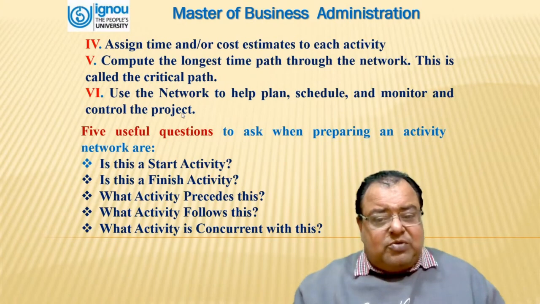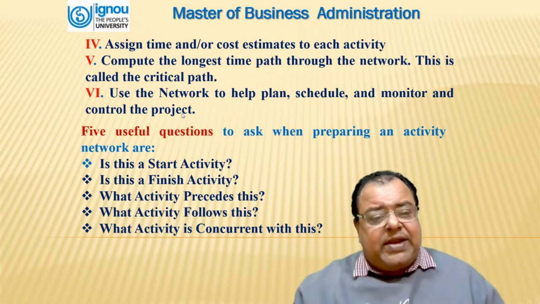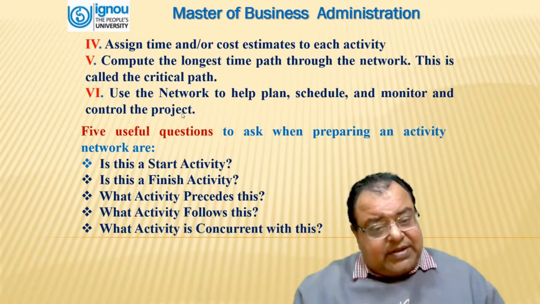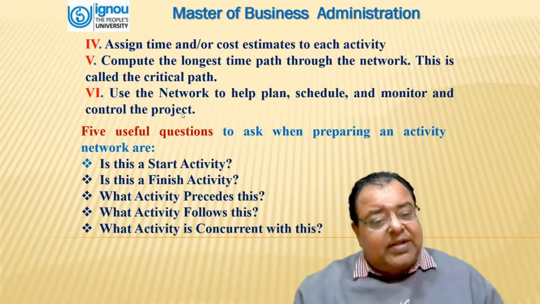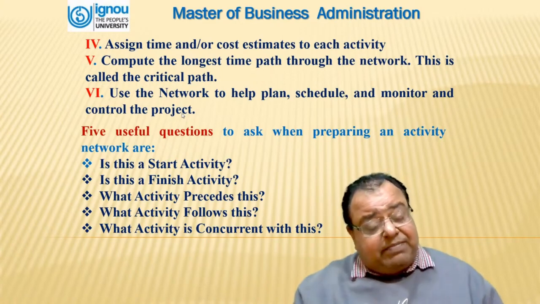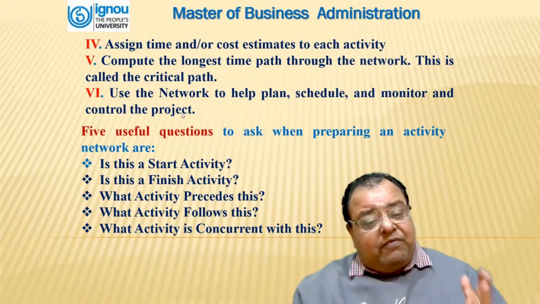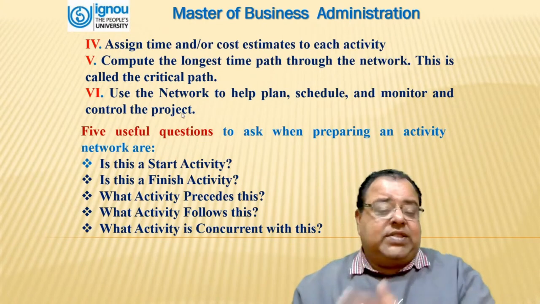Five useful questions to ask when preparing an activity network are: number one, is this a start activity? Is this a finish activity? Third one is, what activity precedes this? Fourth one, which activity follows this? And the fifth one, which activity is concurrent with this?